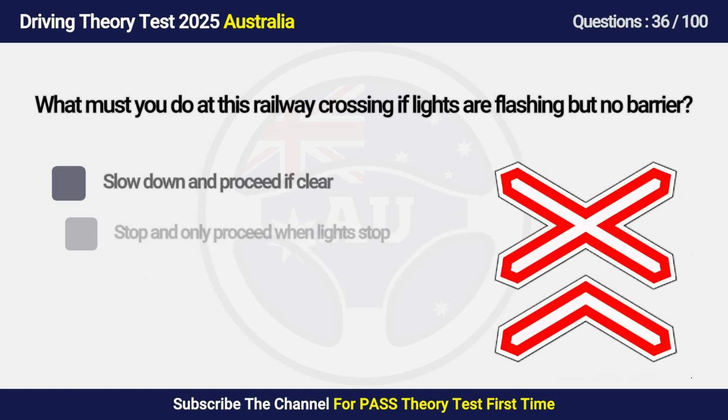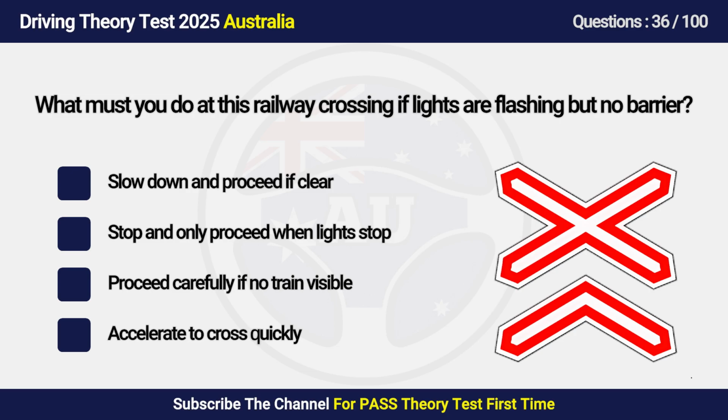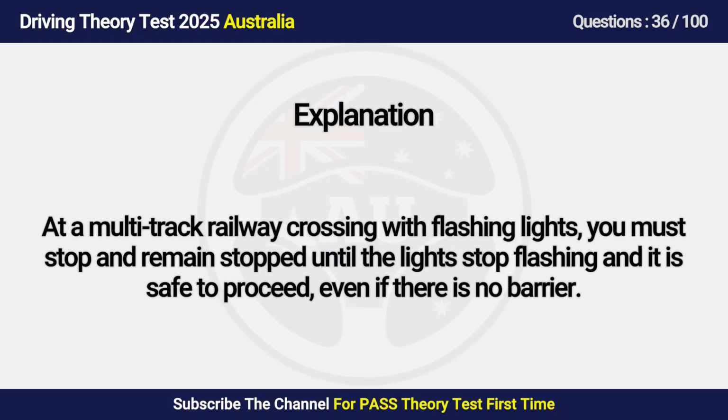Question 36. What must you do at this railway crossing if lights are flashing but no barrier? A. Slow down and proceed if clear. B. Stop and only proceed when lights stop. C. Proceed carefully if no train visible. D. Accelerate to cross quickly. Answer is B. Stop and only proceed when lights stop. At a railway crossing with flashing lights, you must stop and remain stopped until the lights stop flashing and it is safe to proceed, even if there is no barrier.